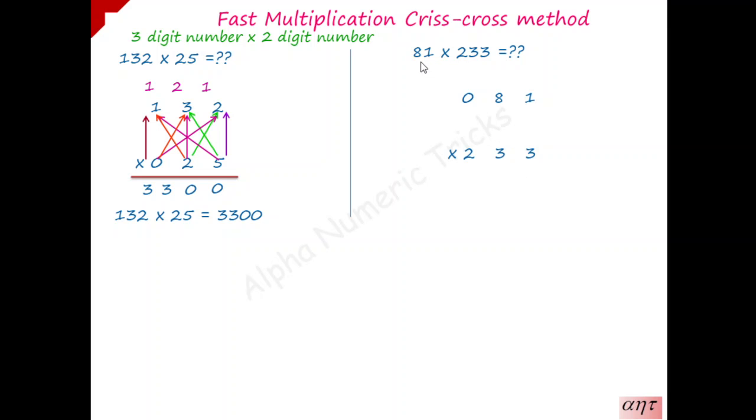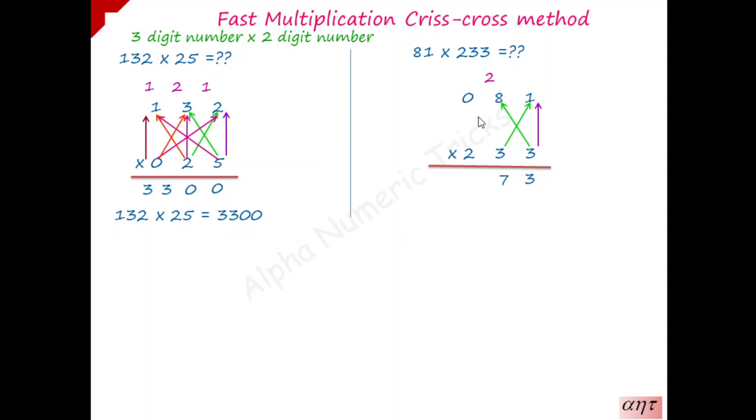Whether 81, that is the 2-digit number, occurs first or second, that doesn't matter. You have to make this a 3-digit number by including 0 before this number. And then as usual, 3 by 3 multiplication you can do. 1 into 3 is 3, and there is no carry forward number, leave it. Then 3 into 1 is 3, plus 8 into 3 is 24, 24 plus 3 is 27, and there is no carry forward number, 7 is written here, 2 is carry forward.